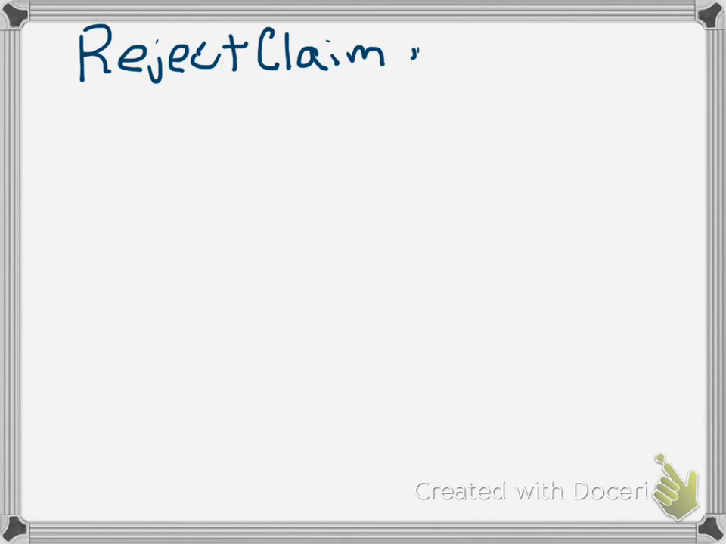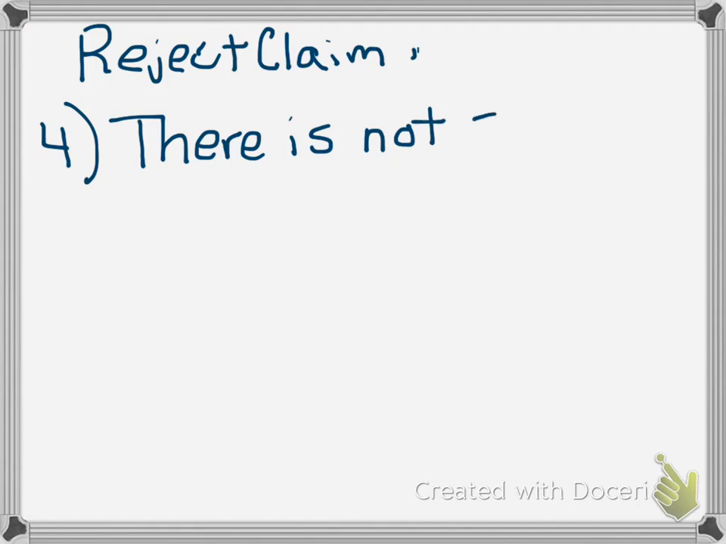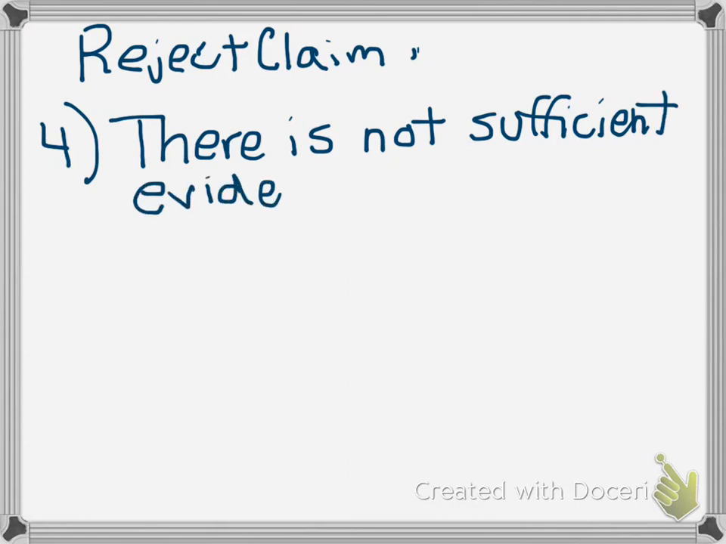So now what I need to do is write that out for step 4. So here's step 4. You didn't have to write reject claim. I just did, so I reminded myself. But step 4, if we're going to reject the claim, remember, we start with: there is not sufficient evidence to show that, and then we go back and we're going to word our claim.